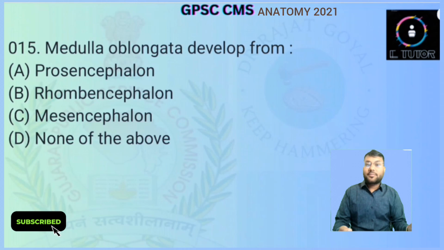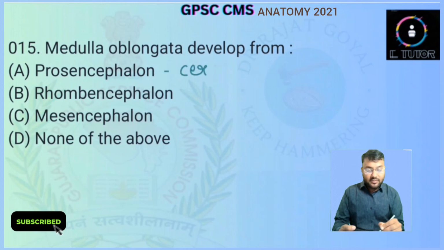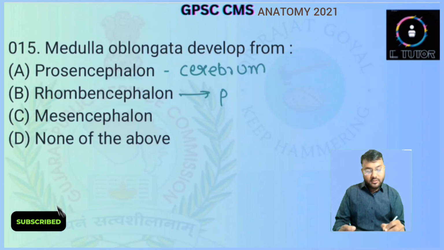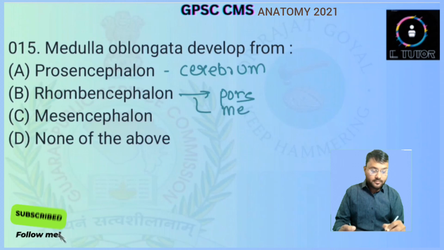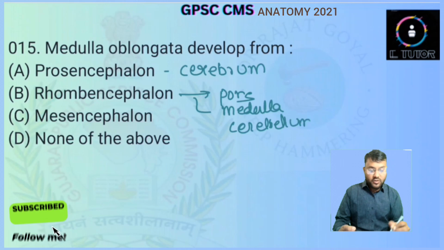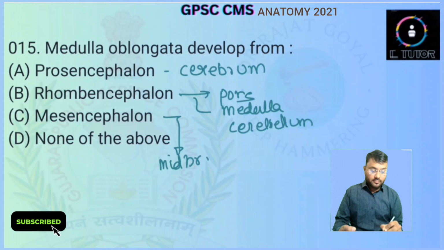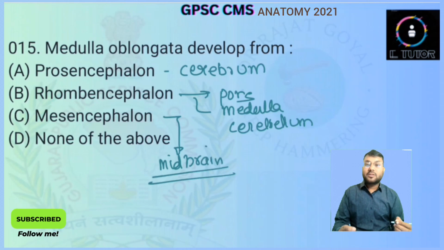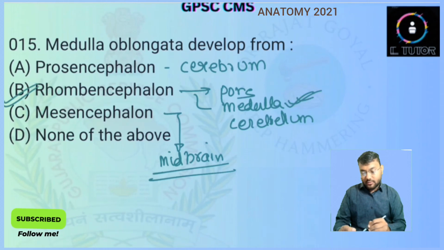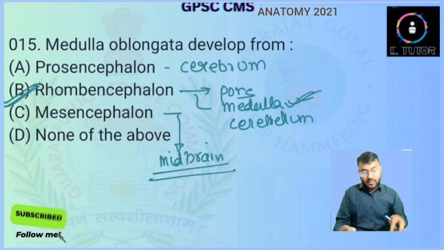Medulla oblongata develops from. If we talk about the prosencephalon, then cerebrum will develop from prosencephalon. From rhombencephalon, pons, medulla, and cerebellum will develop, and from mesencephalon, midbrain will develop. Now they are asking about the medulla oblongata develops from. So here answer will be rhombencephalon. Rhombencephalon will give origin to the pons, medulla, and the cerebellum.